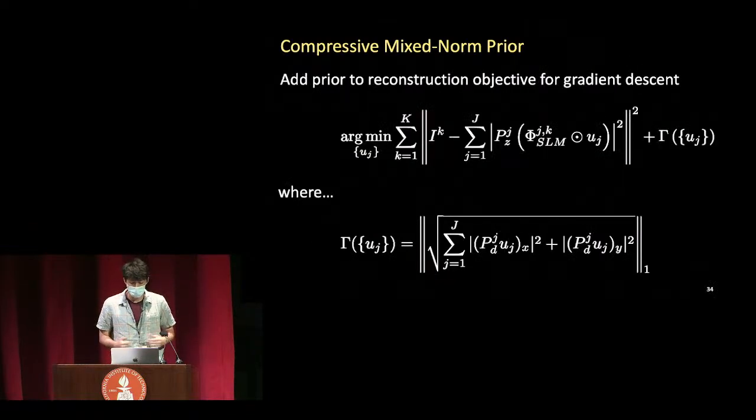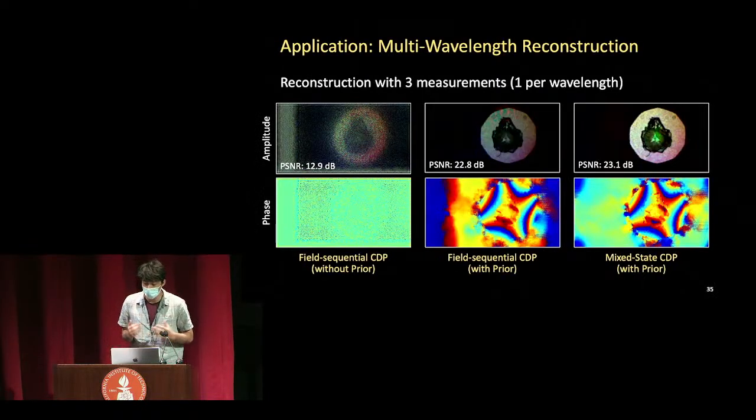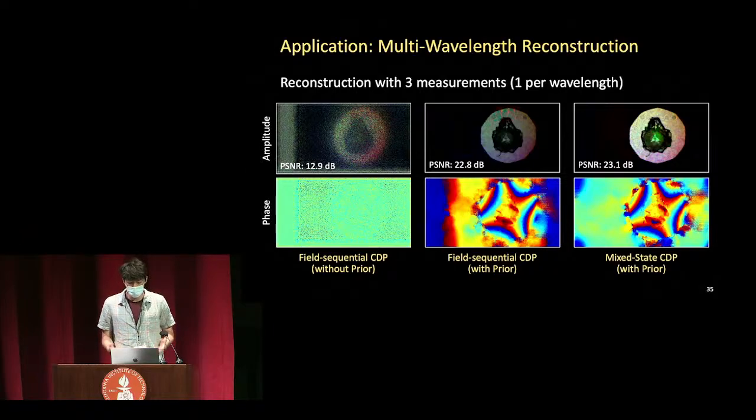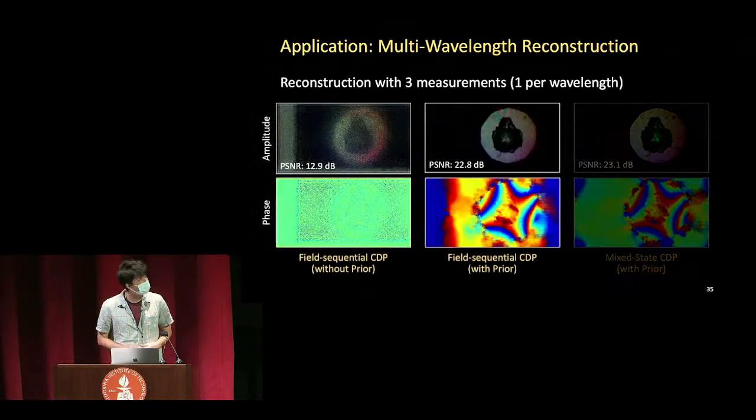In practice, we implement this mixed norm prior as a slightly modified total variation regularizer, and use this prior during reconstruction with our Wirtinger gradient descent procedure. Here we demonstrate reconstruction using our mixed norm prior with 3 images total. Again, we are capable of reconstructing multi-wavelength fields with higher fidelity than the field sequential baseline.